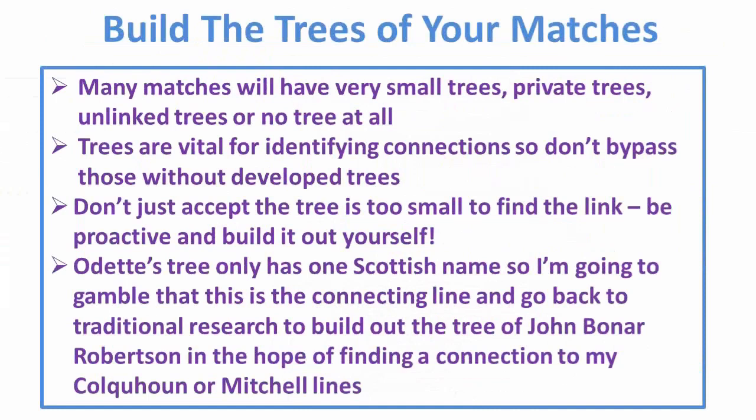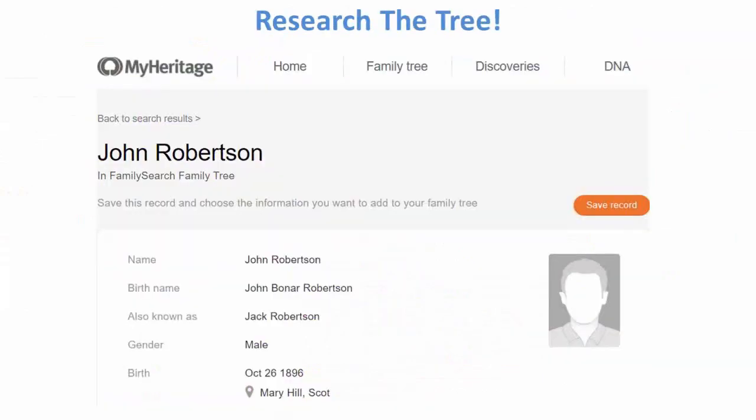Many matches will have very small trees, private trees, no tree at all. Trees are vital for identifying connections, so don't bypass those without developed trees. And don't just accept the tree is too small to find the link. This is a very small tree that I'm looking at. You've got to be proactive and build it out yourself. Odette's tree has this one Scottish name. I'm going to gamble that it is the connection, and I'm going to go back to the traditional research and build out John Bonar Robertson's tree in the hopes of finding a connection to my Colquhoun or my Mitchell lines, the common ancestors my mum has with Nina.